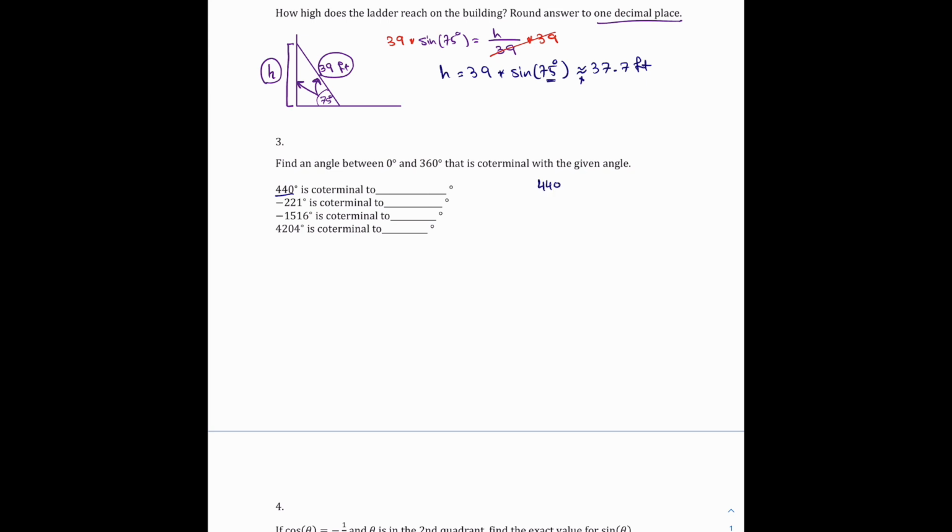So 440. And for that question, you're not going to be allowed to use a calculator. So make sure you know how to subtract efficiently. 440 minus 360, and the answer is going to be 80. So the first answer is 80 degrees, and the degrees symbol needs to be here as well. Next one, we have negative 221. Because this is negative, I'm going to add 360.